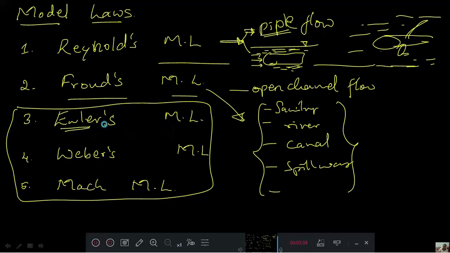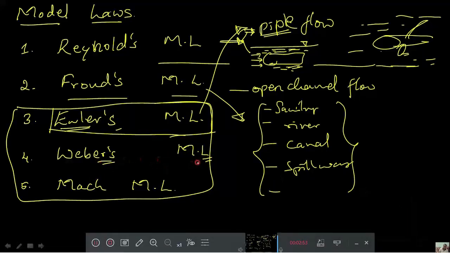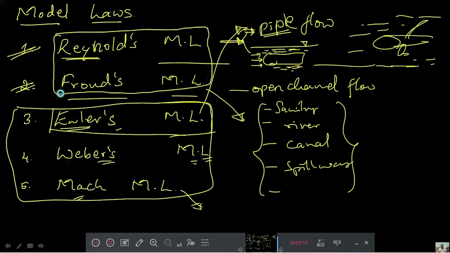And Euler's model, here pressure is used, and sometimes we can use it for pressure flow in pipe flow. But Weber's model is where surface tension is predominant, chemical industries use this one, and aerodynamics uses Mach model law. As far as civil engineering is concerned, we will use Reynolds model law and Froude model law. That's why for your syllabus we need to study all these five, but we have problems specifically on these two laws. Okay, then we'll go one by one.